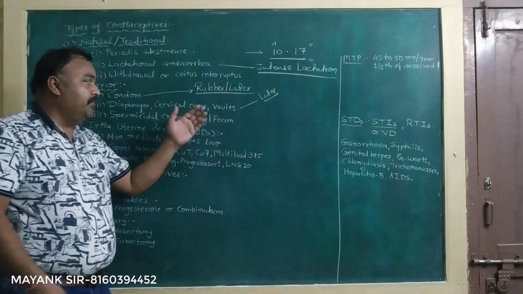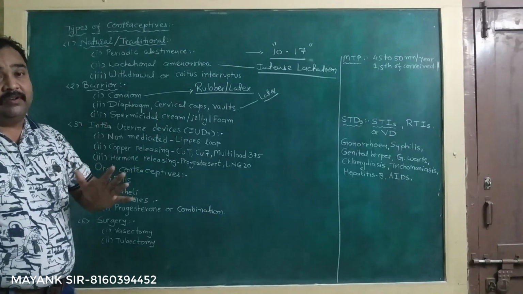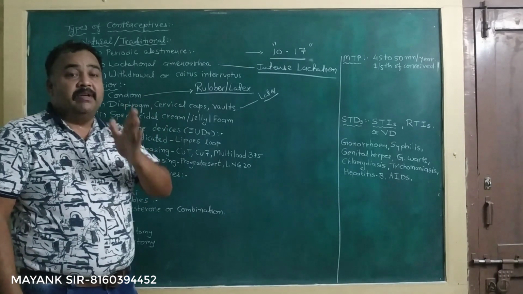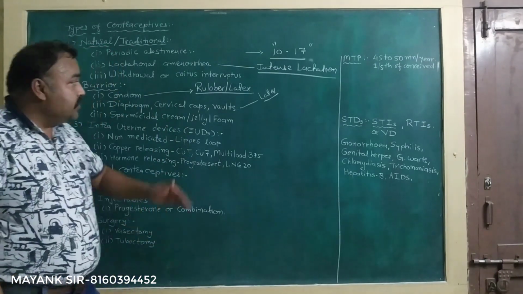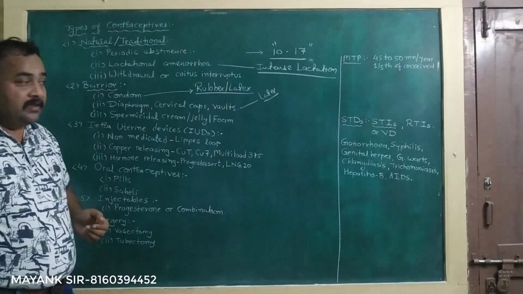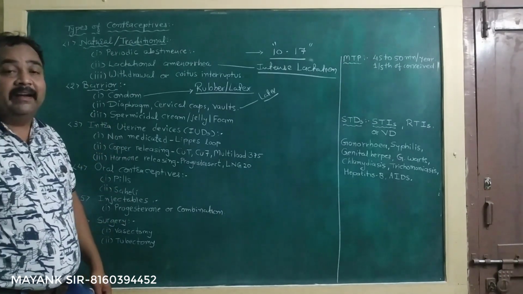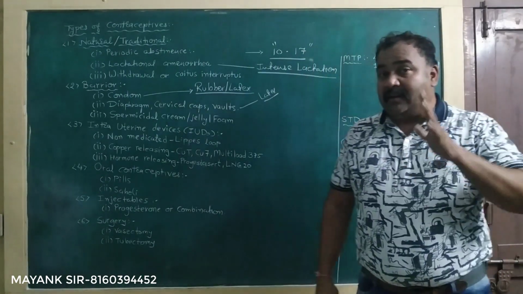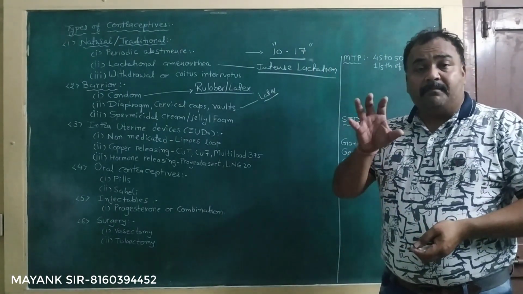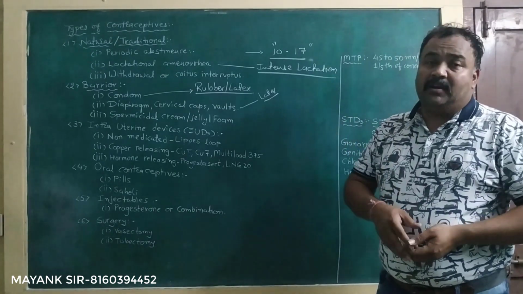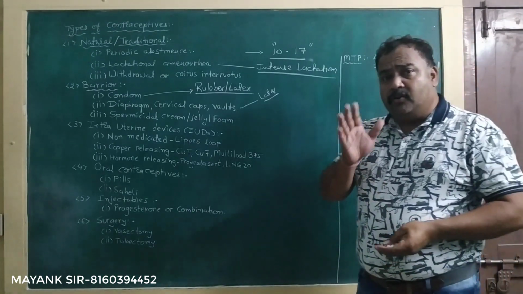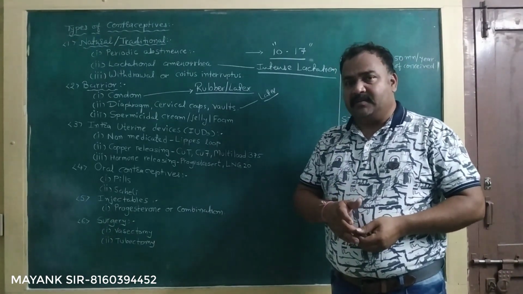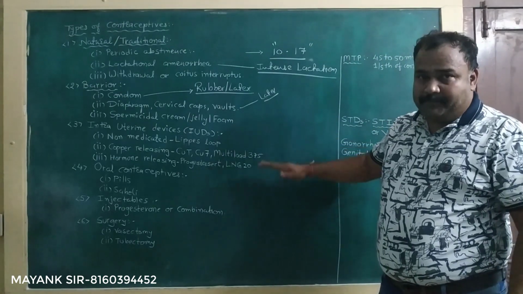So spermicidal foams, jellies or creams are utilized to prevent the sperms from meeting the ova, right? So these are the barrier methods. The third one is called intrauterine devices. Intrauterine devices are devices which are put in the reproductive tract of the female by expert doctors or expert nurses or expert persons. They are of different types.